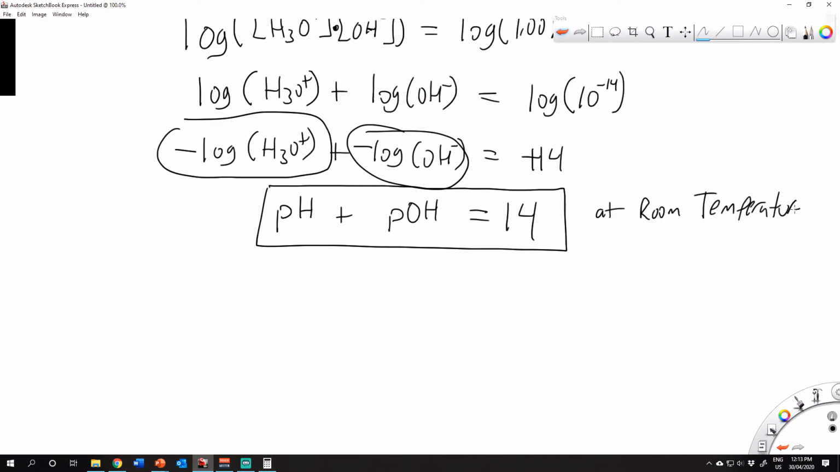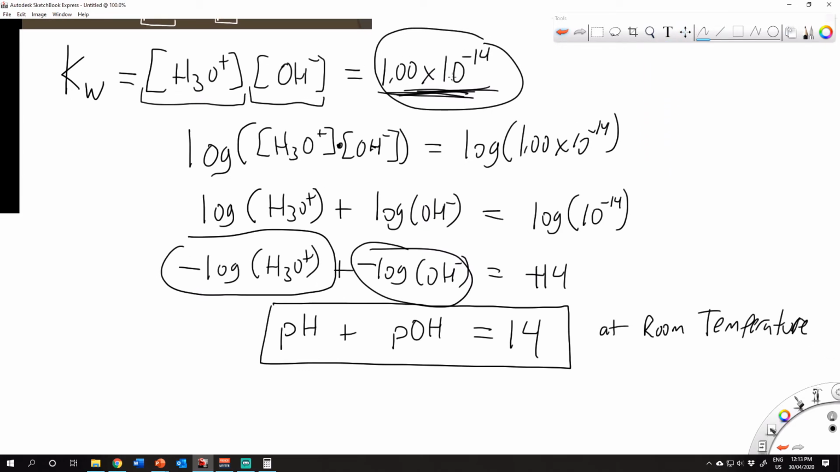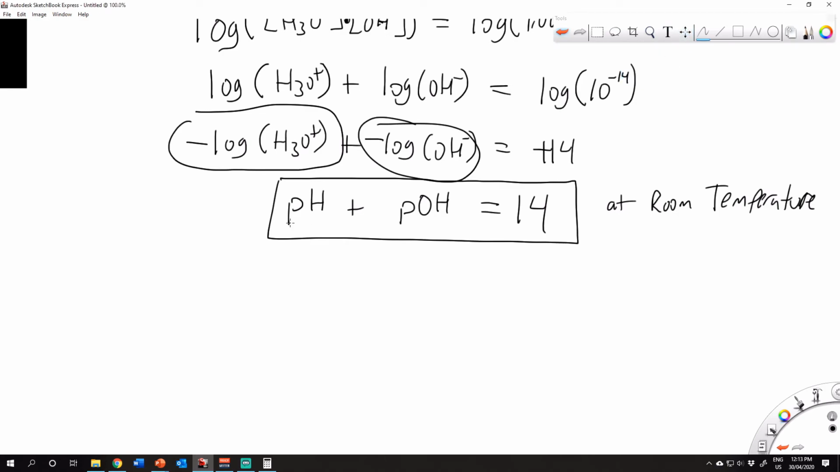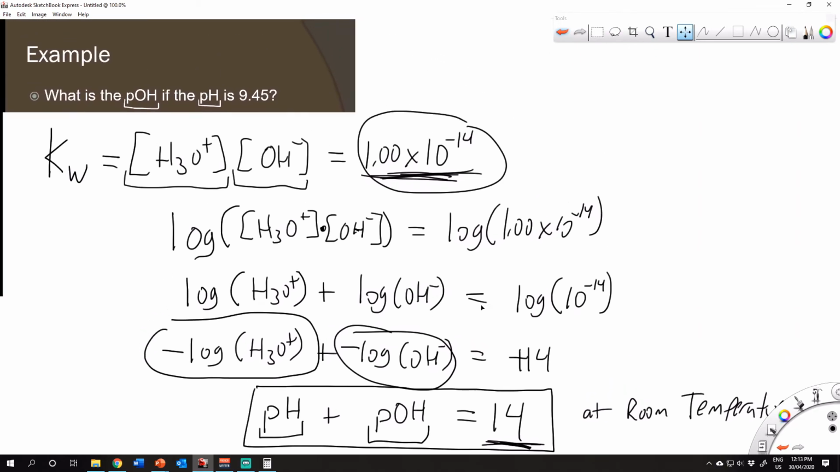It's actually slightly different at higher or lower temperatures, because if you recall from when we first originally talked about Kw, if the temperature goes up, then the Kw value will also go up, which will mean this number will change. So if the temperature changes, this number will change and this relationship will also change. But the sentiment is still the same, in that the pH and the pOH have to equal some constant value. So we're going to assume everything's at room temperature, so we can keep this equation in mind, which will then allow us to solve this example relatively easily.